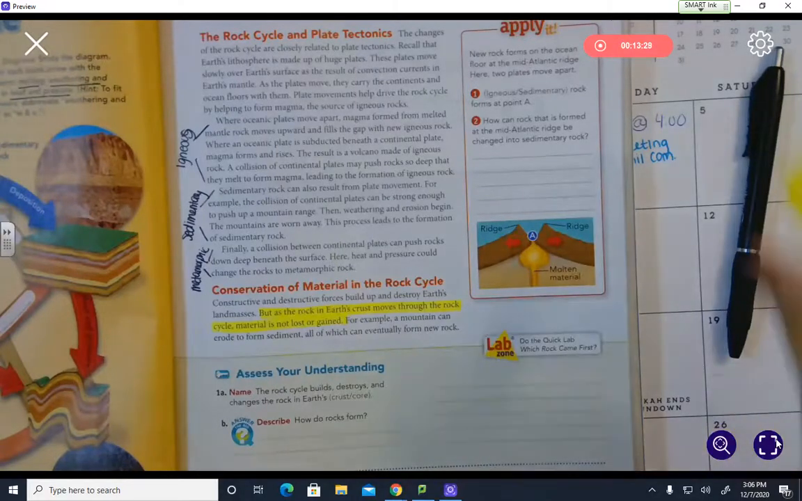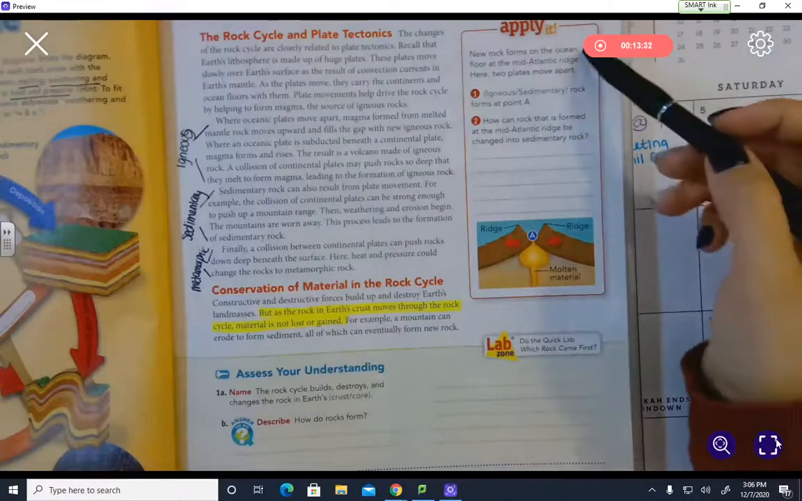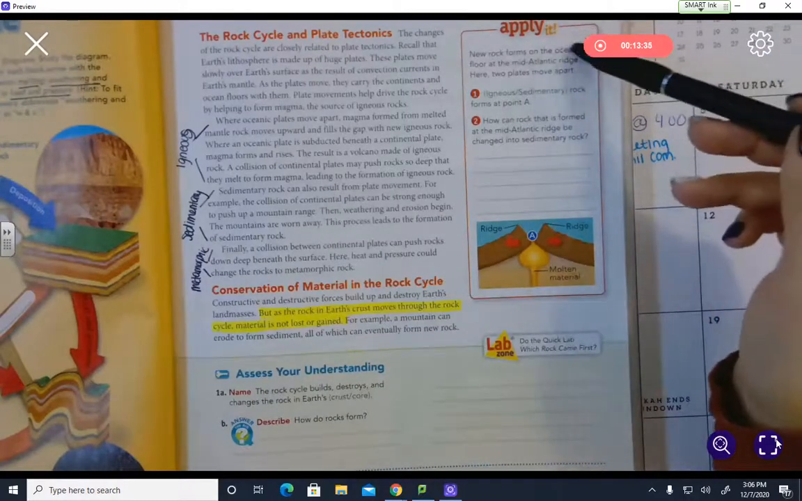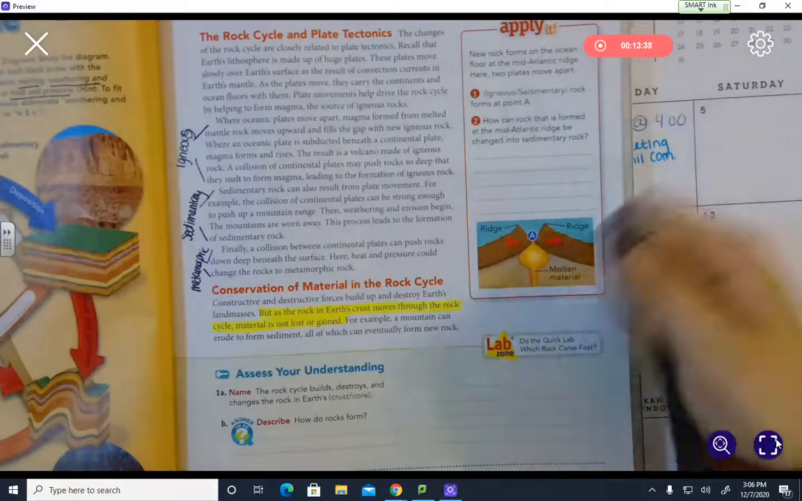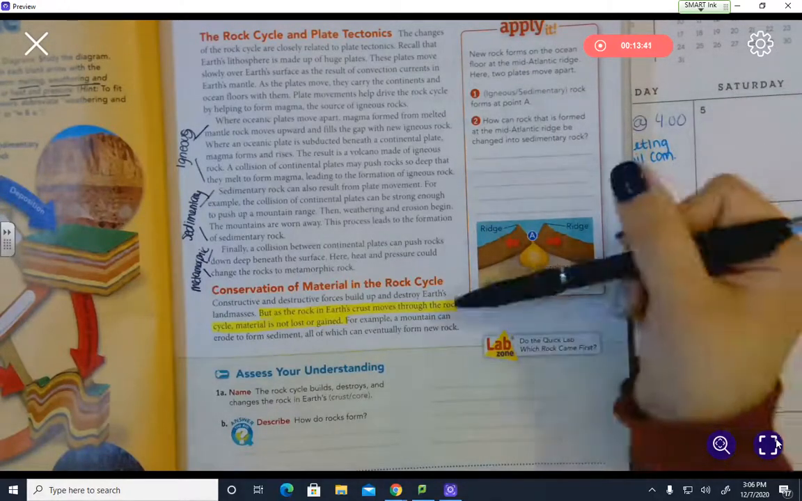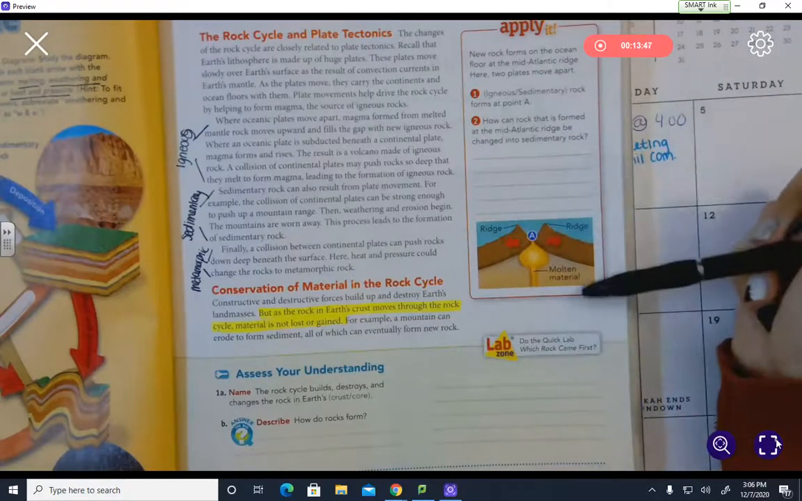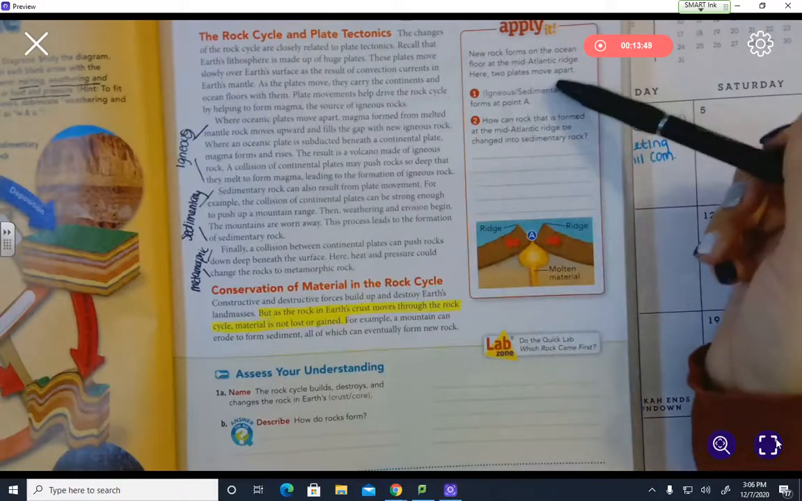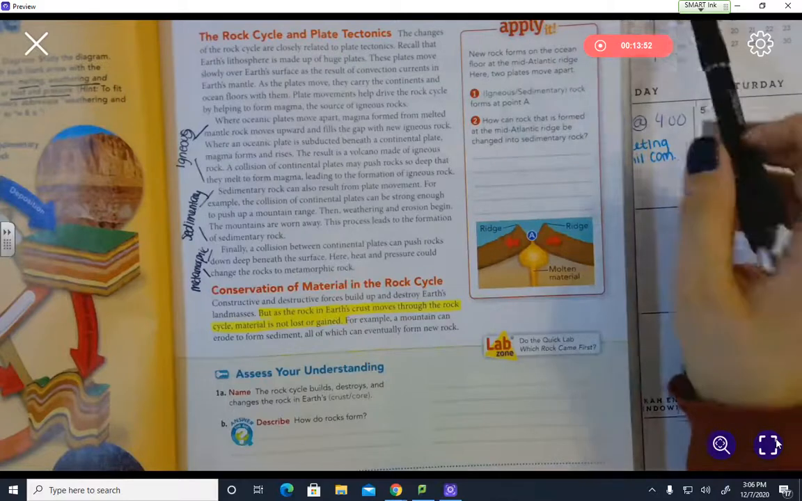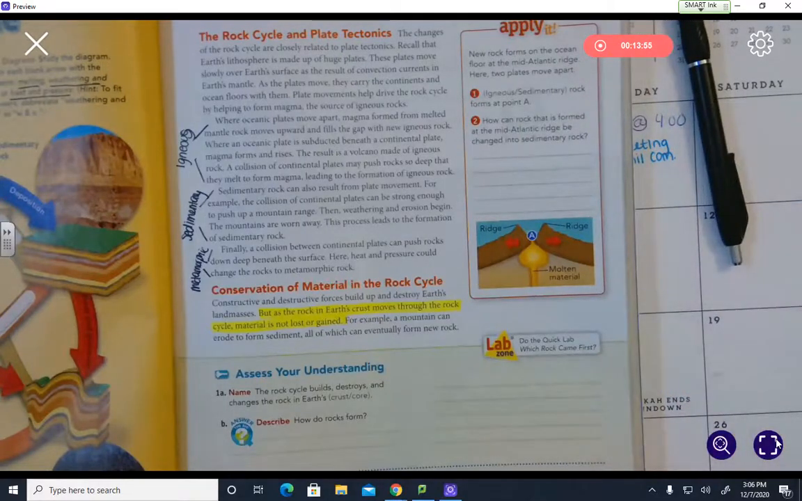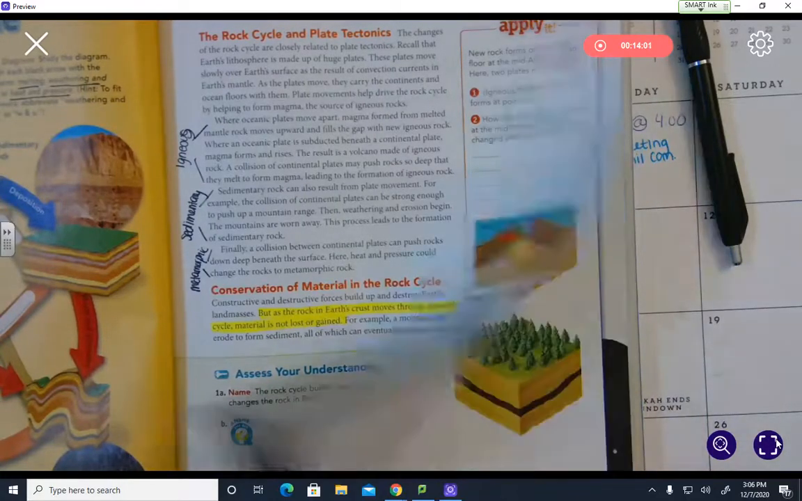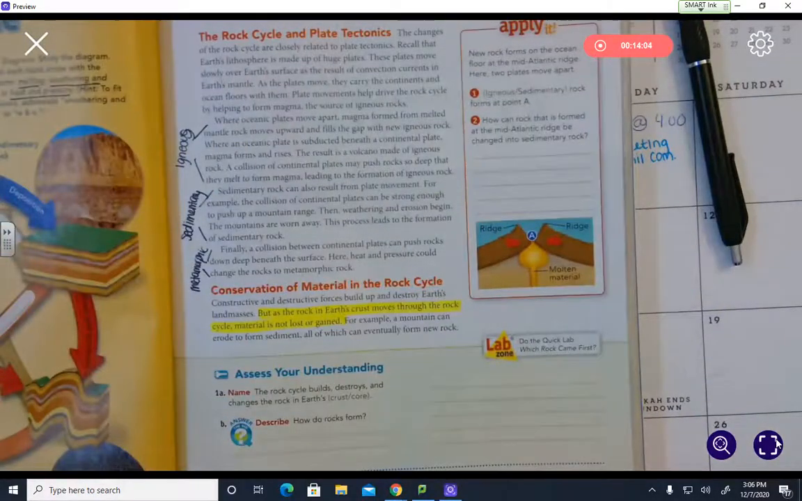All right, I want you guys to do the apply it. It says new rock forms from the ocean floor at the mid-Atlantic ridge. Here, two plates move apart. So if two plates are moving apart, is it igneous rock or sedimentary rock being formed at this point A? You have molten material coming up. Okay, and then how can a rock that is formed at the mid-Atlantic ridge be changed into sedimentary? So go ahead and answer those two questions, and when you're done with that, you are done with this section of notes and answering the questions. If you missed anything, pause the video and go back and answer those questions.